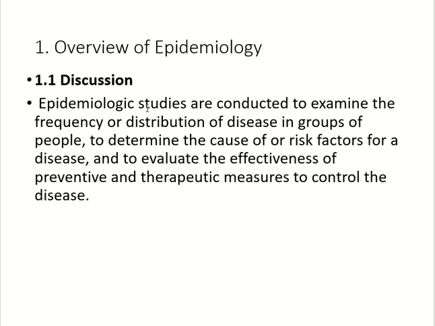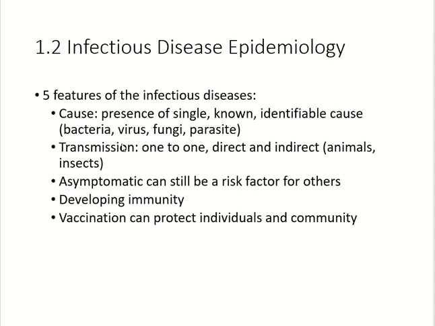epidemiological studies are conducted to examine the frequency and distribution. I have mentioned this before, that epidemiology is the study of the occurrence and the distribution. Occurrence in terms of space and time, and distribution in terms of risks of the diseases in groups of people, to determine the cause or risk factors for this disease, and to evaluate the effectiveness of preventive and therapeutic measures to control the disease. We have mentioned previously that epidemiology has two large arms. One is infectious disease epidemiology, and the other is chronic disease epidemiology.